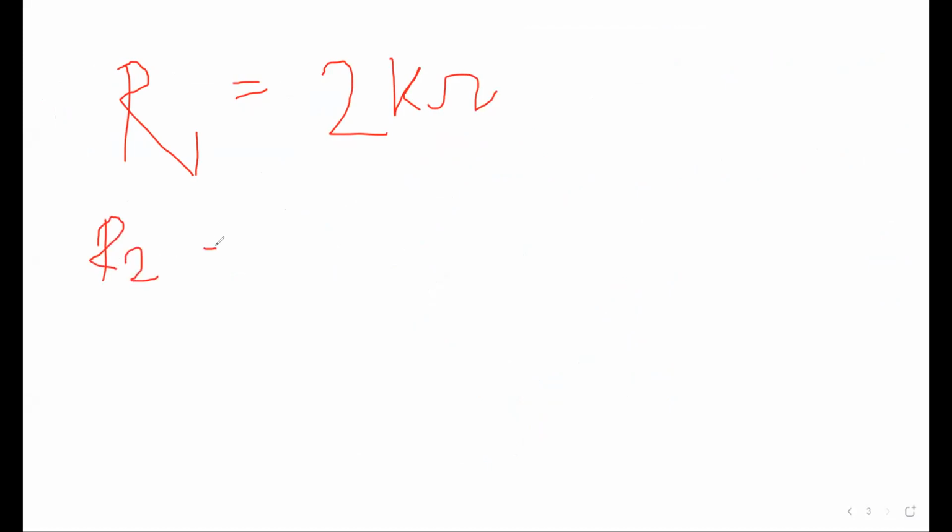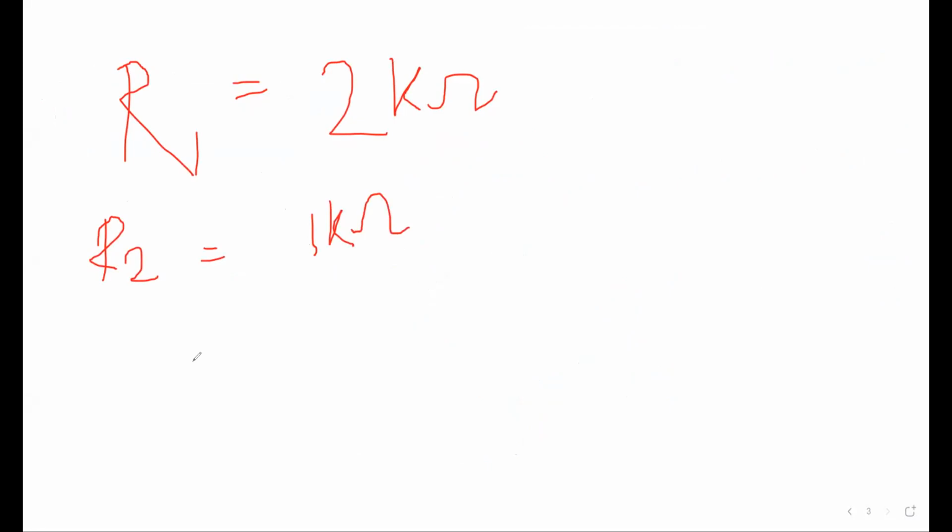Okay, take down another problem. This you will do at your home. Practice it and then tell me in the next class. You have to prove a thing. Given values: R1 equals 2 kilo ohm. This is a given value. R2 equals, take down, 1 kilo ohm.